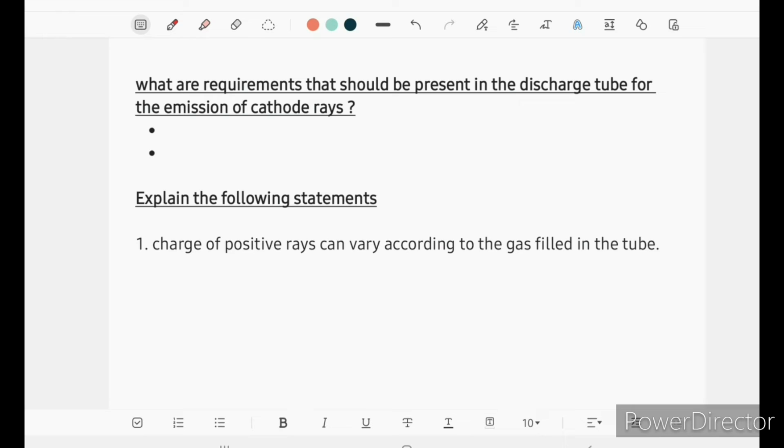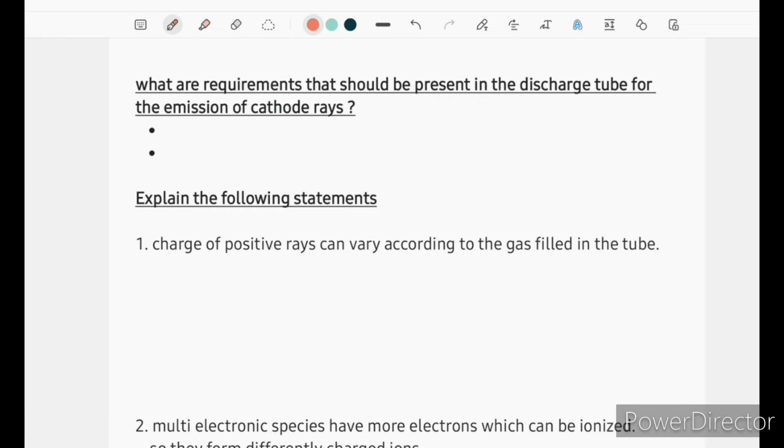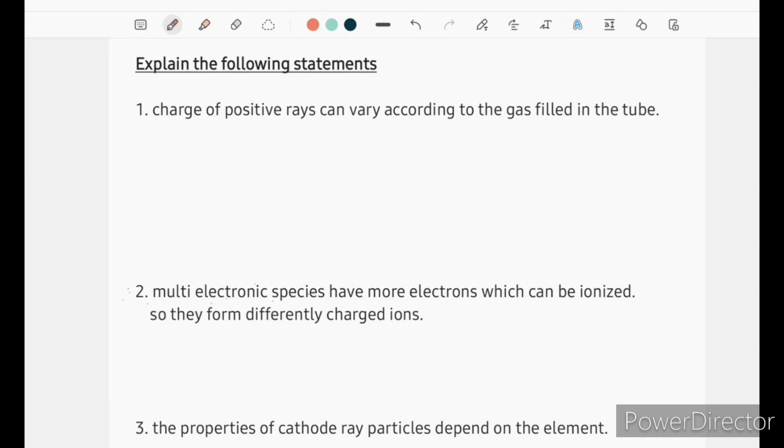What are the requirements that should be present in the discharge tube for the emission of cathode rays? First requirement is high voltage, which is between 10,000 to 15,000 volts. The next requirement is low pressure, which is 0.01 to 0.001 mercury millimeters. Now let's move to the next question.